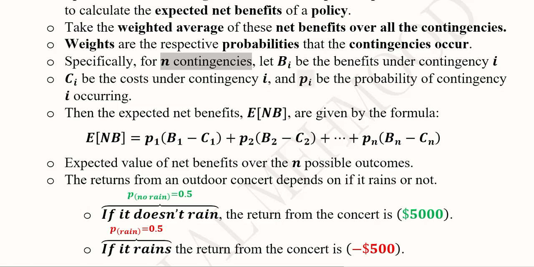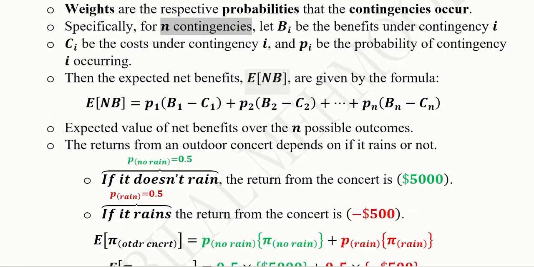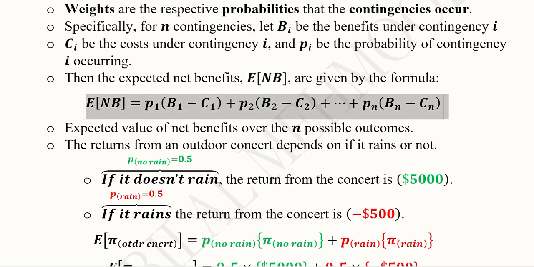So probabilities are also there. I is again showing the contingency, and finally we can convert it into a formula. This is the symbol that we can use for expected value of net benefits, and this is the formula: expected value of net benefits is equal to P1 into B1 minus C1 plus P2 into B2 minus C2, up to a certain set of values, and then Pn into the net benefits of the nth contingency. So this is the first contingency, second, third, and the final one.